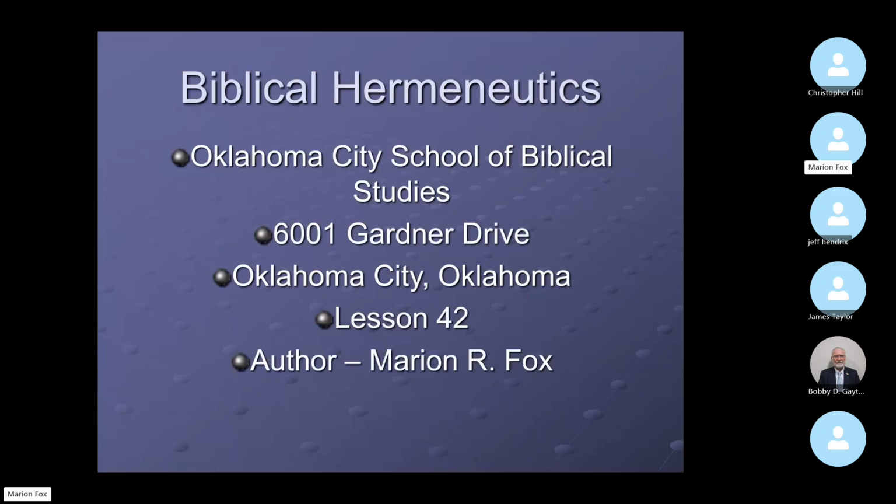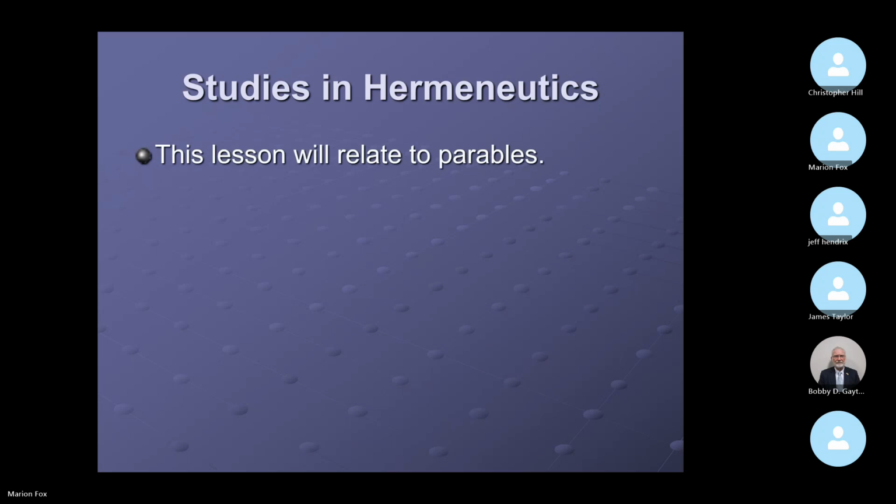This is lesson 42. We had one lesson that was long enough, so we split it up into two lessons, two parts. And I think we'll be doing this with this lesson as well. But we have biblical hermeneutics, and we'll be in lesson 42 of your outline book at least. And we'll relate to parables.